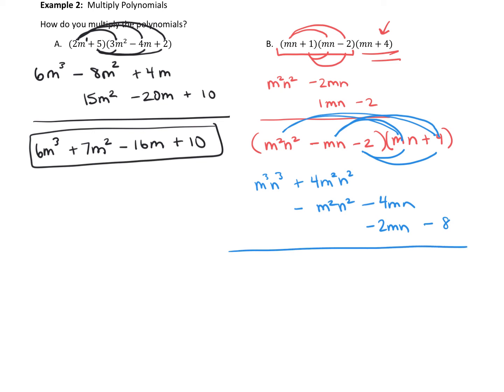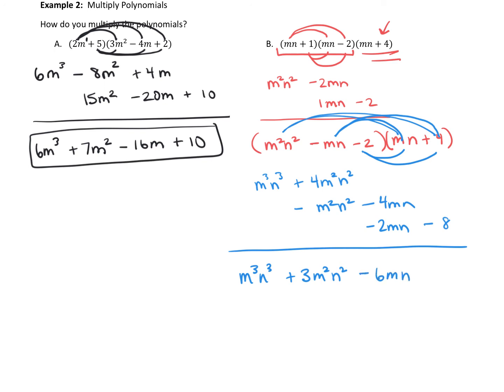This m cubed n cubed had no like terms, so that's going to go first. Then we have m squared n squareds. 4 minus 1 is a positive 3m squared n squared. And then our mn's to the first powers, we have these. Negative 4 minus 2 is a negative 6mn.